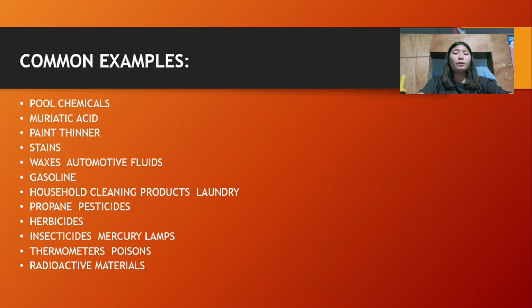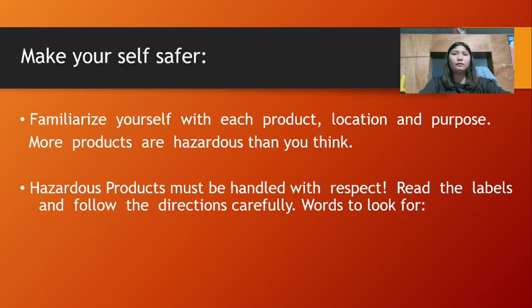And we have the common examples of hazardous materials. We have the pool chemicals, muriatic acid, paint thinner, stains, waxes, automotive fluids, gasoline, household cleaning products, laundry, propane, pesticides, herbicides, thermometers, poisons, and the radioactive materials.